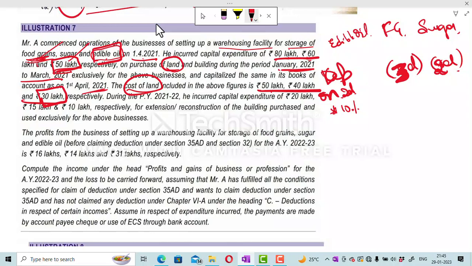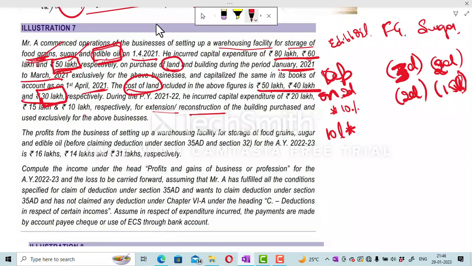Okay, during the previous year 21-22 he incurred capital expenditure of 20 lakhs. This is during the year, the earlier one was before the year. 20 lakhs, 15 lakhs plus 10 lakhs. 10 lakhs is for edible oil. So here we have to calculate depreciation for 10 lakhs also. And here we have to add 20 more lakhs. Here 15 lakhs. Okay, if it is confusing, I'm sorry, but read the question and try to solve it on your own.